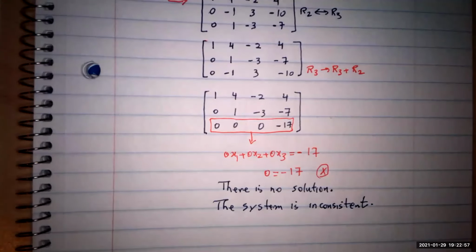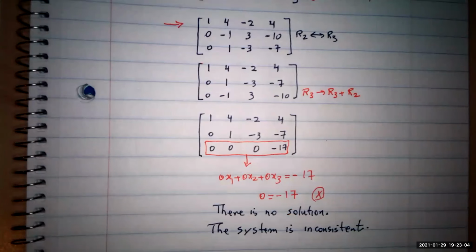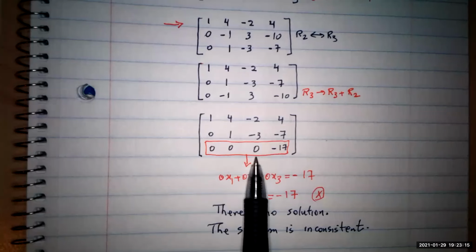Okay, so that's the second case that happens when we're solving a system of equations, so don't be surprised. You double check all your operations, but you will end up with this one, where all of them are 0. On the other side, we get -17. So 0 equal to -17, which is impossible. So there is no solution, and the system is inconsistent. That's the second case.